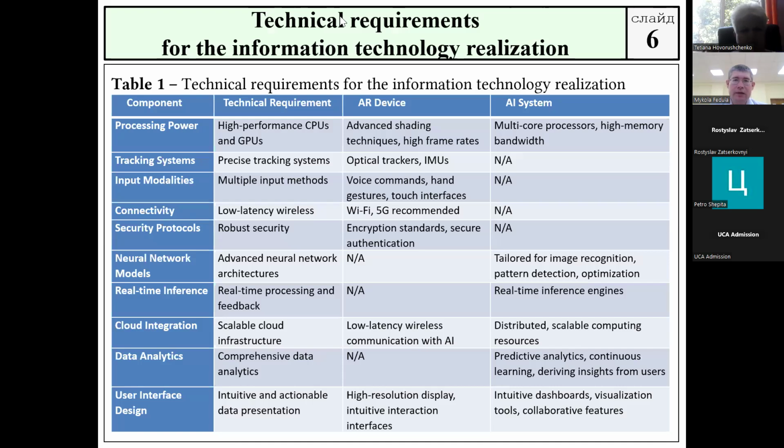The technical requirements for the realization of the technology are presented in Table 1. Here, the general requirements for the overall technology are presented, besides the slide with AR and AI requirements.